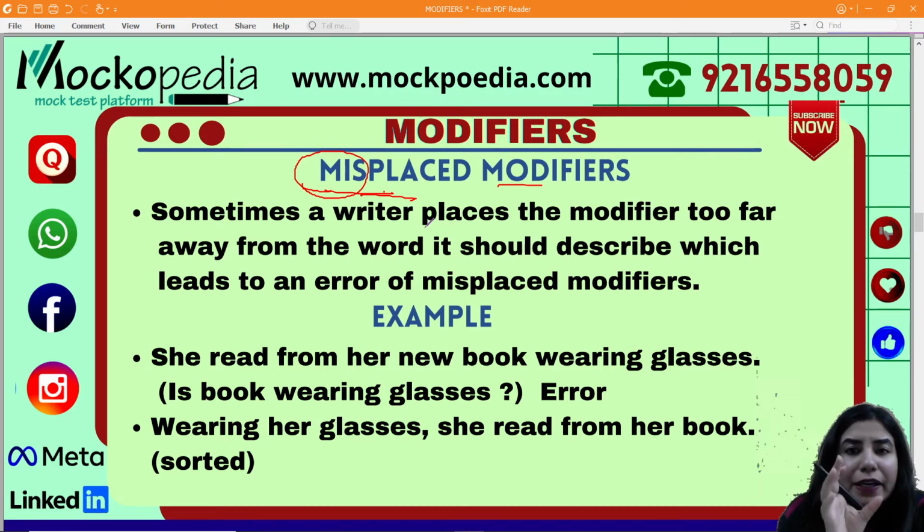So the word is not near to the term it is tending to explain. So that's where the placement of the modifier is not right, and hence the term comes into the picture: misplaced modifier. Too technical, let's explore one sentence.